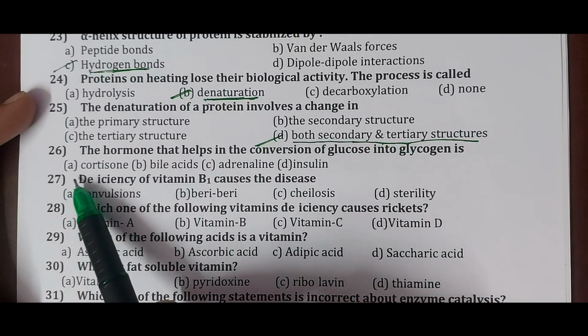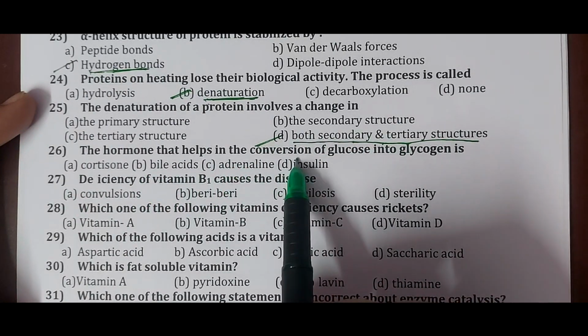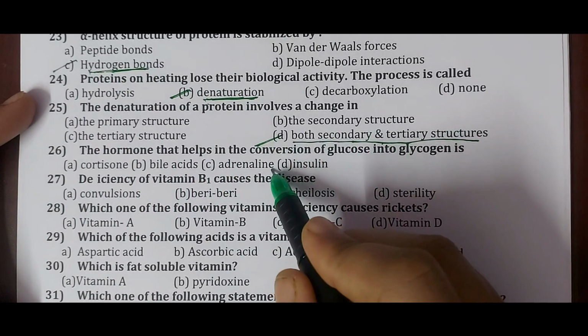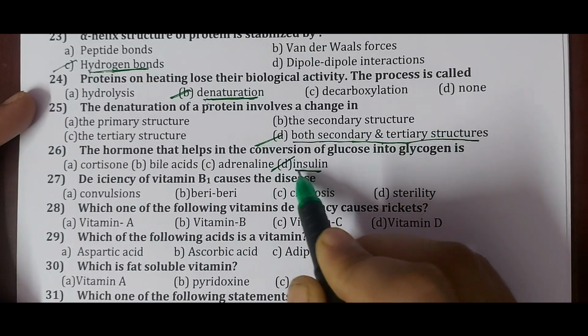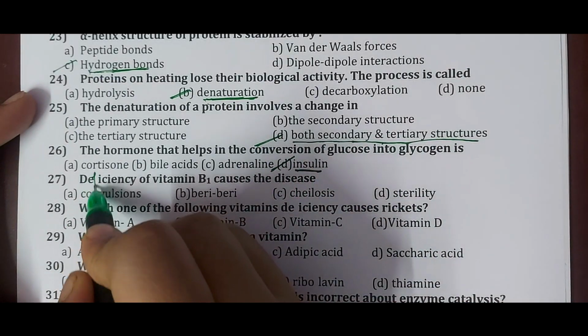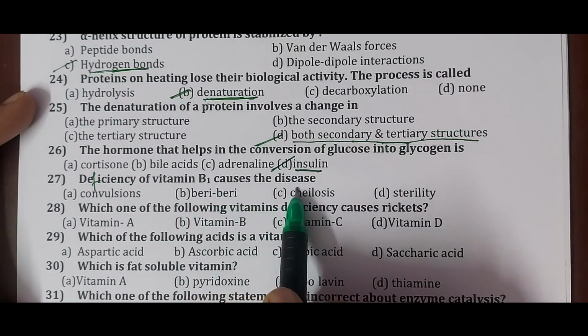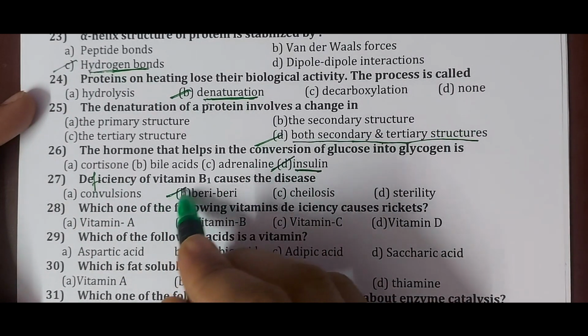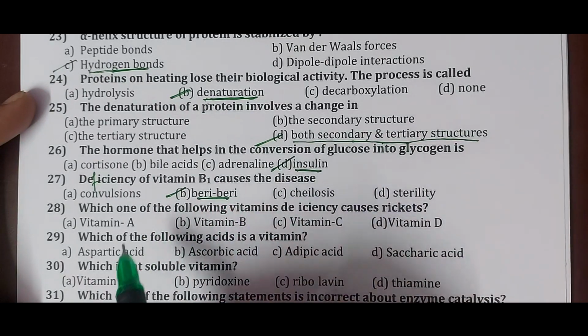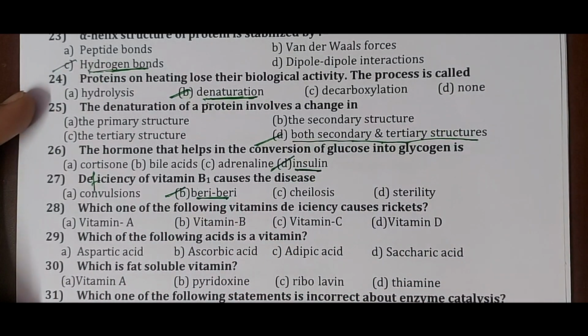Next, question number 26. The hormone that helps in the conversion of glucose into glycogen. So it is option D, insulin. Then next, question number 27. Deficiency of vitamin B1 causes the disease. So it causes beriberi. So beriberi is caused by deficiency of vitamin B1. Not only B1, you should know all the other deficiencies. So we'll consider it and then we'll go with the next question.